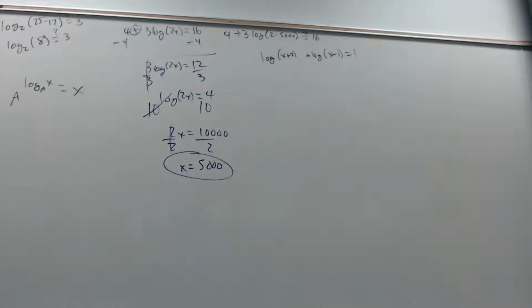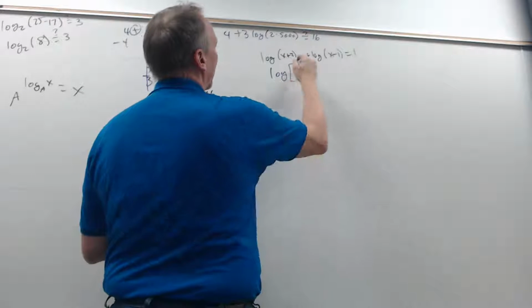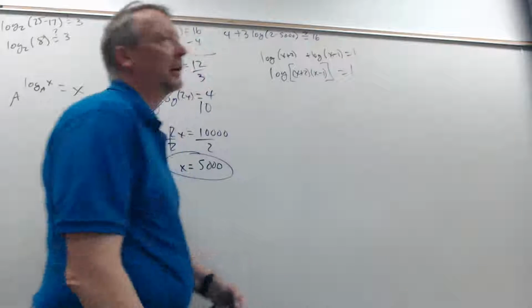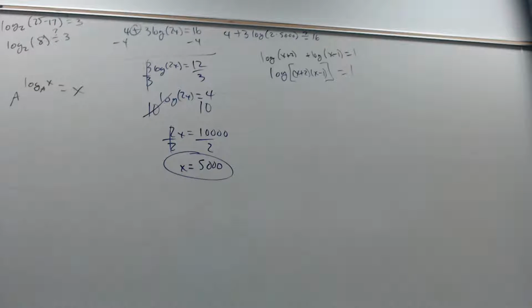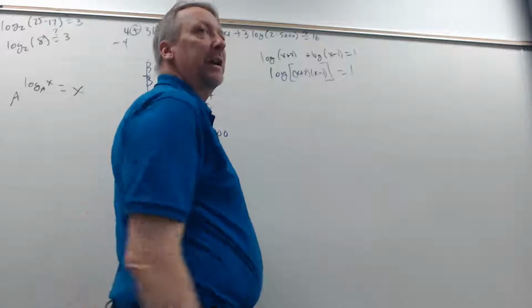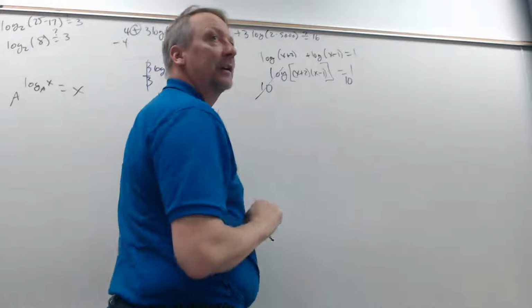Jonathan, I haven't picked on you. I think I'm getting ready to pick on everybody. So we could bring those into one log, very well done. So this becomes the log of x plus 2 times x minus 1 equals 1, okay? And then we could just use the 10 to cancel the log. We're going to do the anti-log, right? What's the base? 10. Base is 10, so that'll go away, and this becomes 10 to the first power, correct?